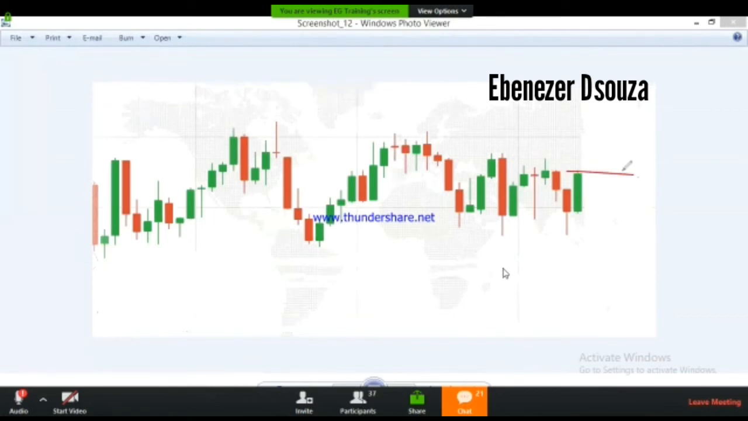So this is a sellers area. At the sellers area, it's better to go with sellers, not with buyers. Already we know the buyers are not strong.